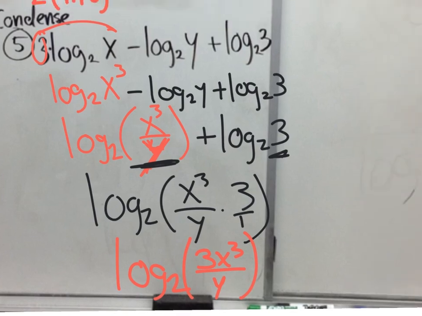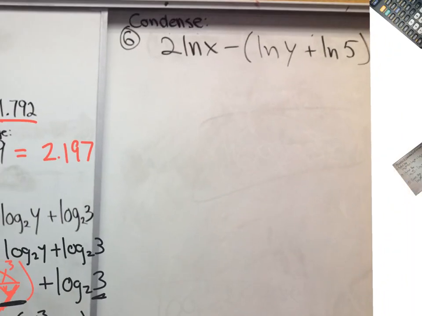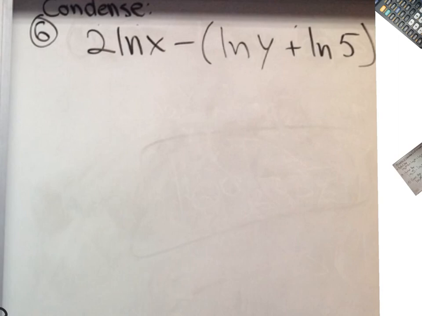Okay, we're going to take a look at the last one, and I need to do it in under 40 seconds, so I'm going to be making it quick. Since we have parentheses, we're going to do what's inside the parentheses first, and we're going to condense using the product property. And that would be taking this ln and this ln, writing it as one single ln, and multiplying y times 5 and getting 5y.